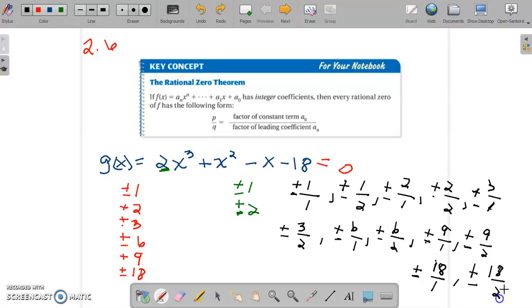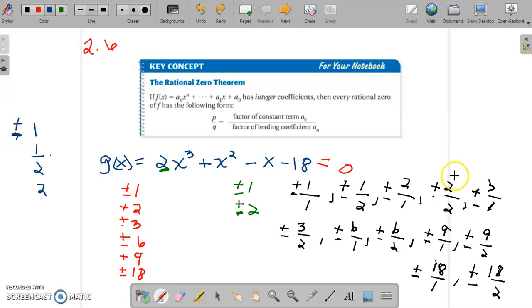Now, if you were to simplify all of these, you would have some duplicates. So the list really isn't as big as it looks. I'm going to pick a list over here in blue to the left. I'm going to put a plus or minus up top, and then just list them down instead of rewriting plus or minus every single time. So this is 1. This is 1/2. This is 2.